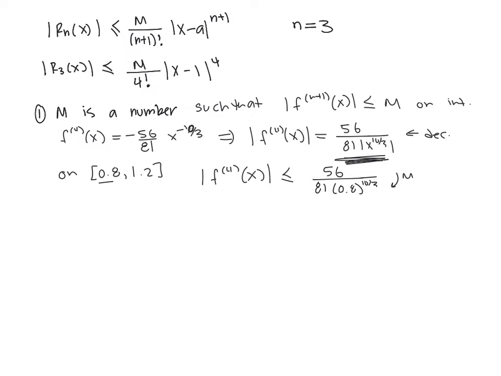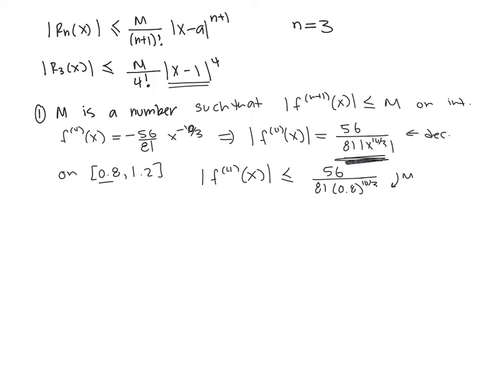If this fourth derivative had been an increasing function, then it would have had the largest value at the other endpoint. And usually for the questions you're going to get, it should be pretty obvious if the function is increasing or decreasing on your interval. Okay, so we know M so far. Now the next thing is, what about (x - 1) to the fourth? What can we say about that?